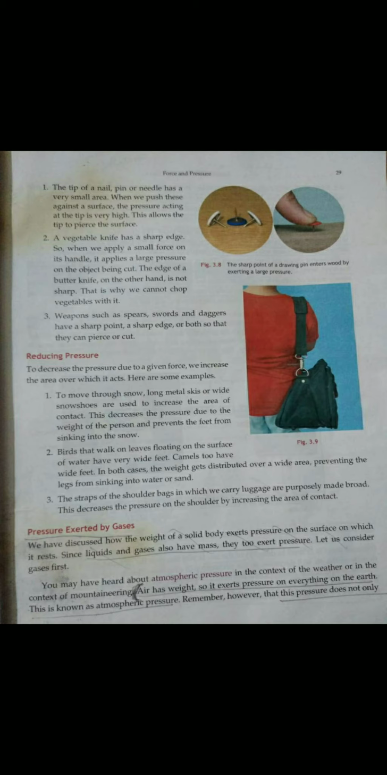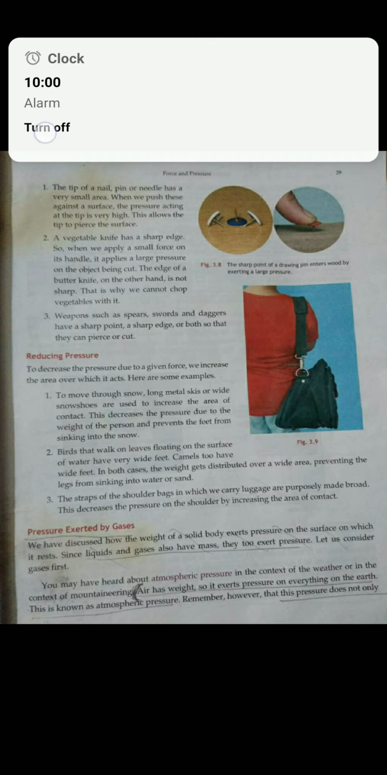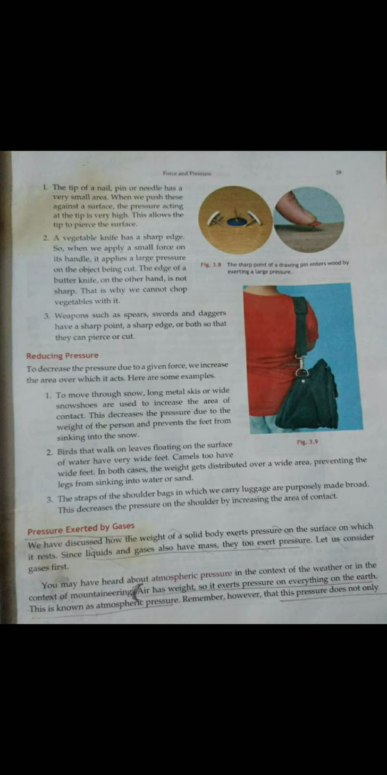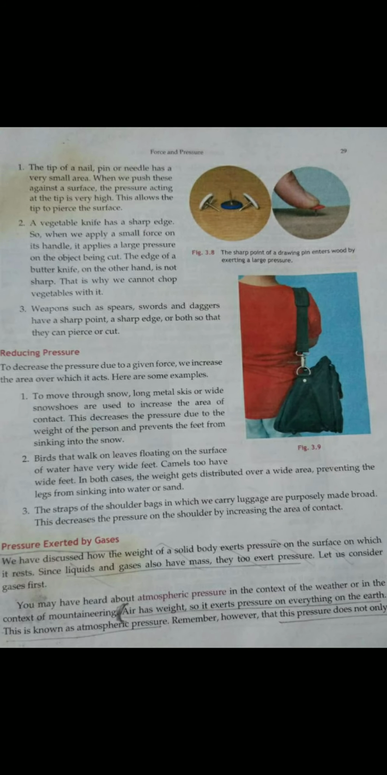To move through snow, long metal skis or wide snowshoes are used, right? So in order to ski through the snow, they wear longer, broader things, no? Those snowshoes are broader, so that this decreases the pressure due to the weight of the person and prevents the feet from sinking into the snow.